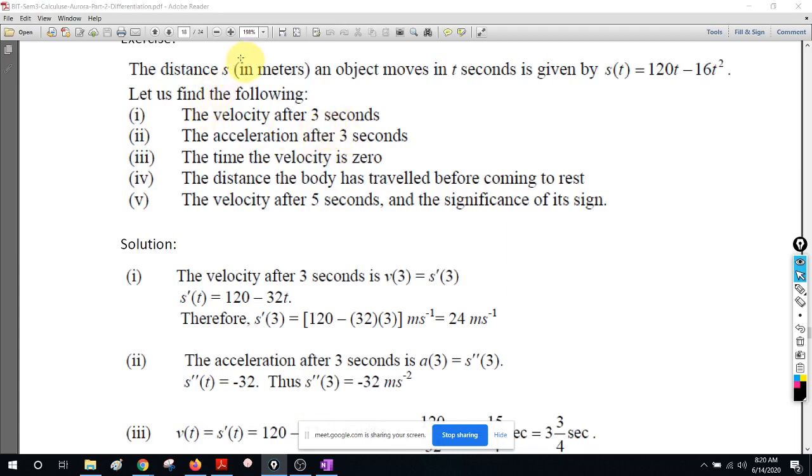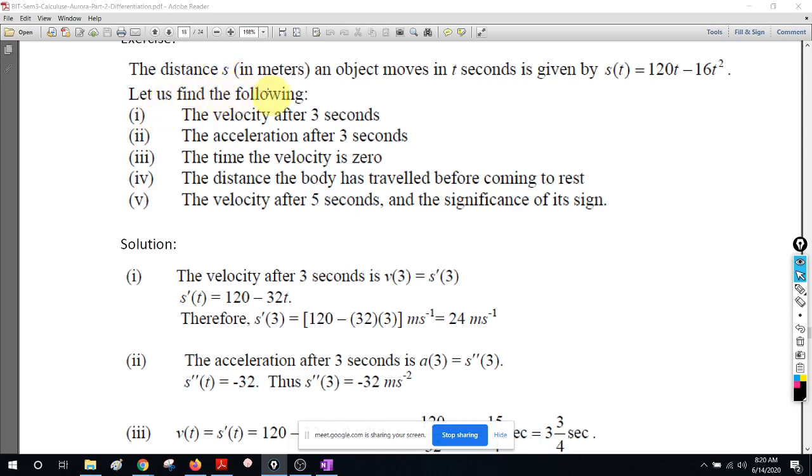The distance s in meters an object moves in t seconds is given by s(t) equals 120t minus 16t squared. So this is time versus distance, not the displacement. They say time versus distance, but actually it will be displacement.